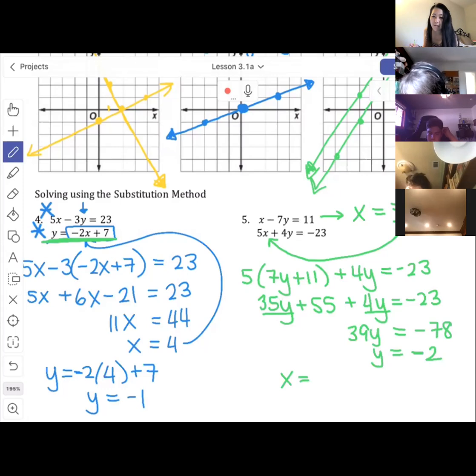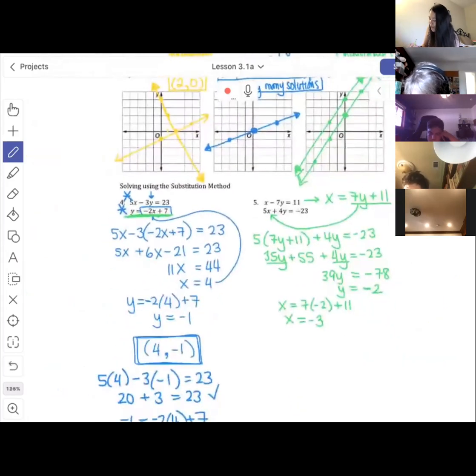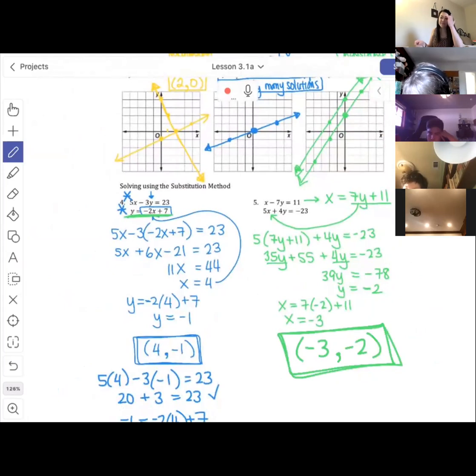It could be 7 times negative 2 plus 11. There you go. We get negative 3. And like you said, you want to write your answer. So negative 3 comma negative 2. Make sure the x comes first. And then you can plug it in to double check. Good job, Chris.